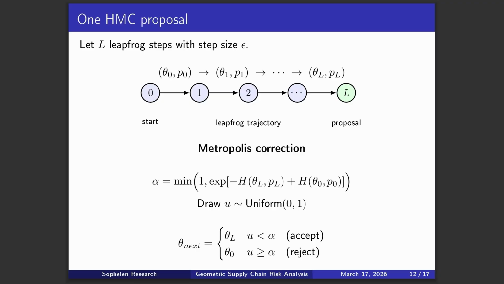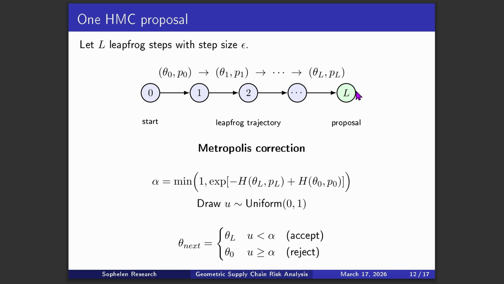So here we see how we go from one proposal to the next. Right here we have L steps with step size epsilon. So we would use the leapfrog method to get a bunch of points, and we would stop when we reach the proposal L. One thing to remember is that these points lie or approximately lie on the Hamiltonian energy surface. And I say approximately, right, because the leapfrog method at the end of the day is just an approximation method.